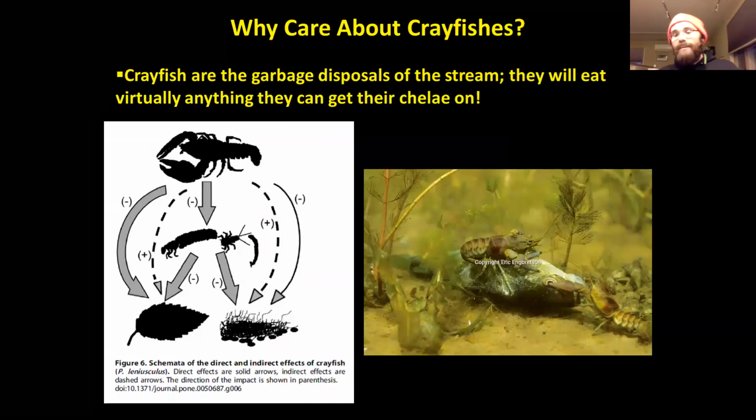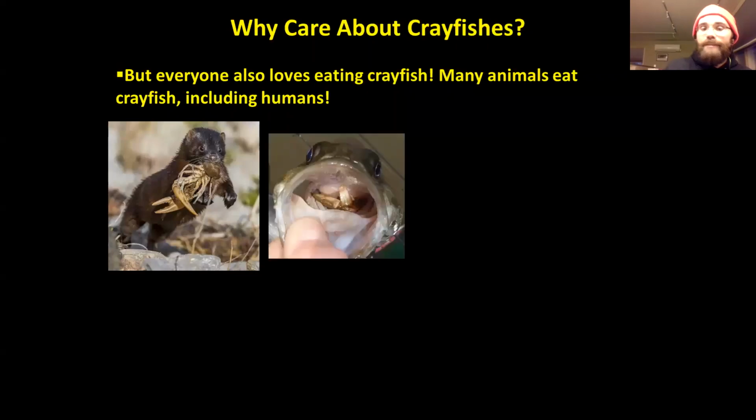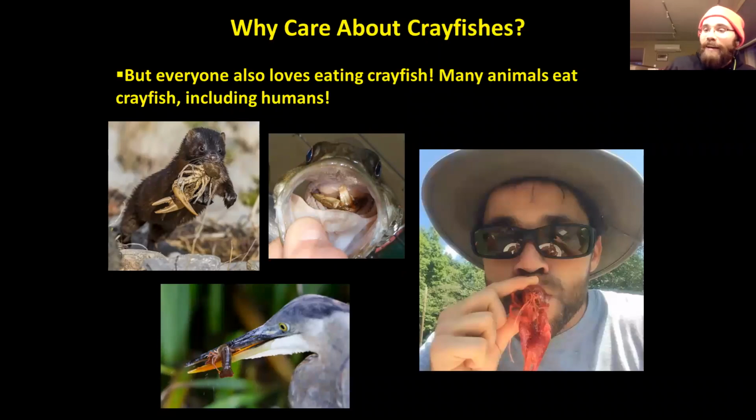So here we can see even rotting carcasses of a fish, they'll end up helping to break that down and recycle energy into animal protein for other animals to eat. And of course, everyone loves to eat crayfish. Many animals eat crayfish, including mink, fish, birds such as great blue herons, and of course, even crayfish biologists like humans and such. You know, we love to eat crayfish as well.